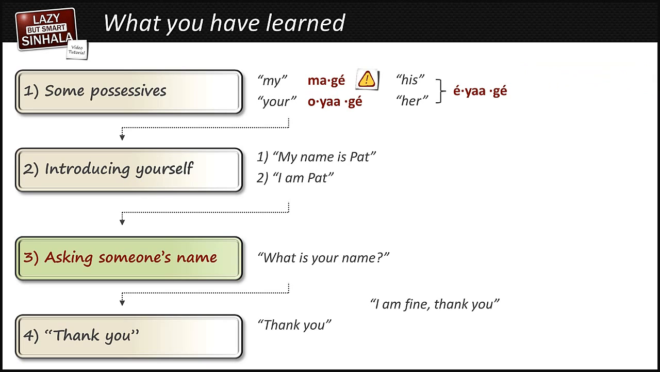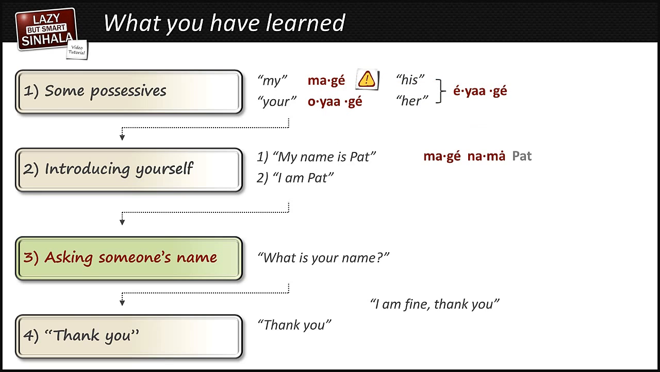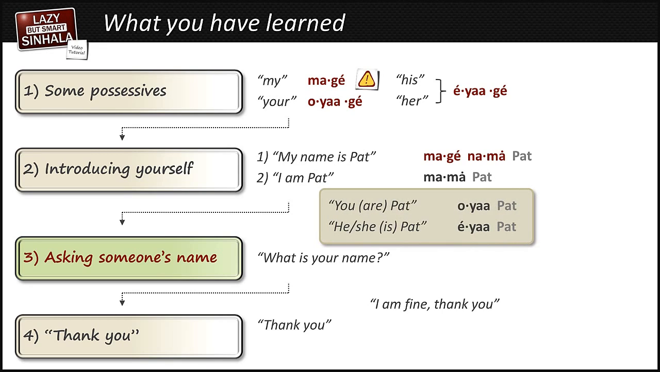In section 2, we learned how to introduce ourselves by first saying my name is Pat, which was mage nama Pat. We additionally learned that your name is Pat was Oyage nama Pat, and his or her name is Pat was Eage nama Pat. Afterwards, I showed you a second way of introducing yourself, which was the equivalent of saying I am Pat, and this was Mama Pat. We then also saw that you are Pat is Oya Pat, and he or she is Pat is Ea Pat.